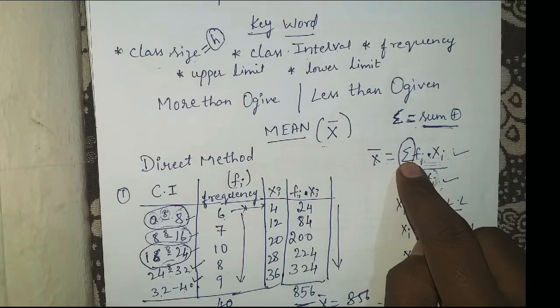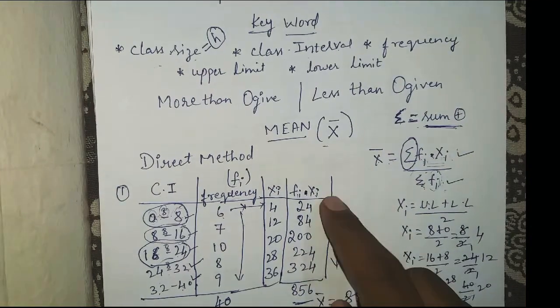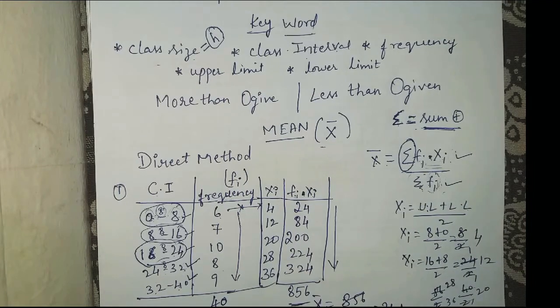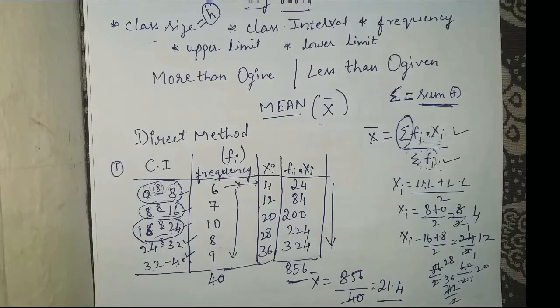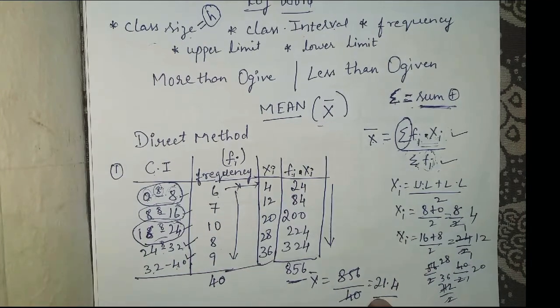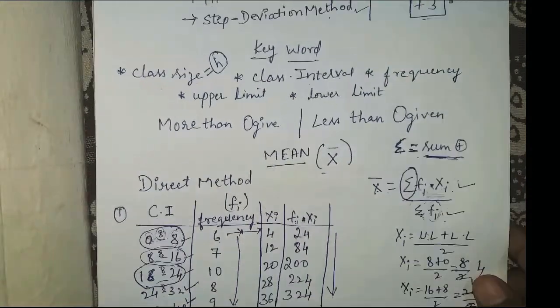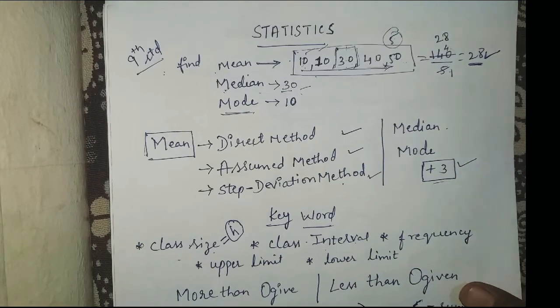Sigma tells us to add the column. So I add this column and get 856. Once I get this answer, I substitute it in the formula, and after substituting I get the answer 21.4. The direct method is very easy to calculate. I'll consider the same problem now. I need to get 21.4 in the assumed mean method also. Shall we check whether we get the same value in the assumed mean method? Yes.